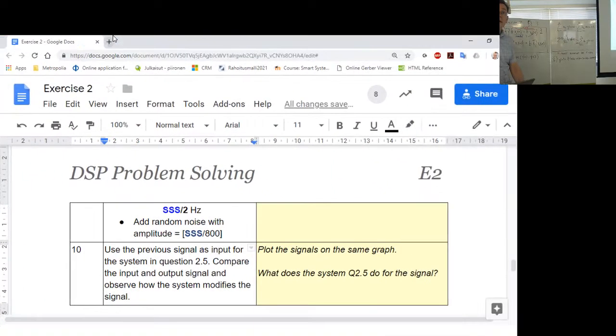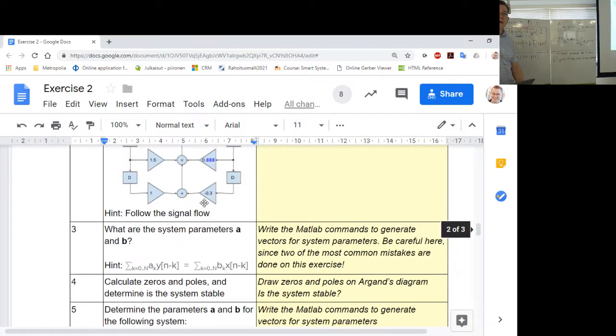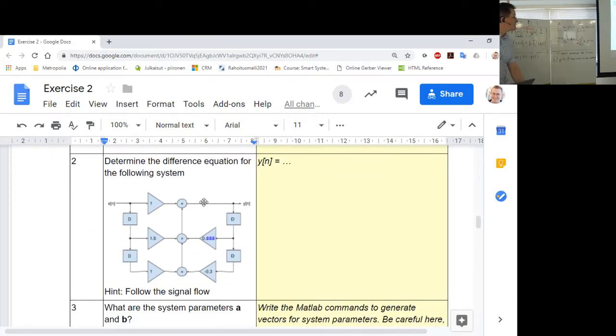Exercise 2. There we go. And next, how to determine the system coefficients from the flow diagram. There's absolutely no magic in it. You can figure it out by yourself. I'll just give you a couple of pointers.